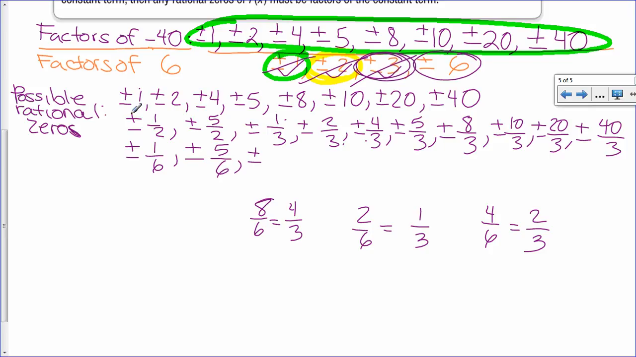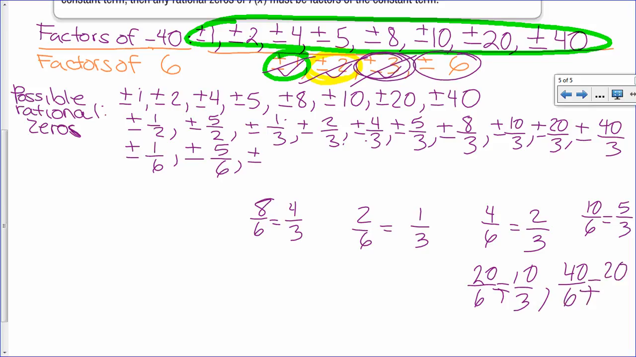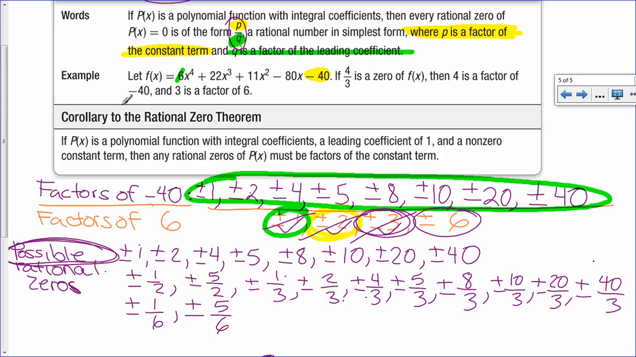What else? 10 divided by 6? That would be what, guys? 5/3. Do we have it? Yes. And then 20 divided by 6, that is what? 10/3. We have it. And then finally we have 40 divided by 6, and that will be 20/3. So that's all we have. So how many possibilities? Remember, these are only possibilities. Again, this theorem was created when calculators did not exist.